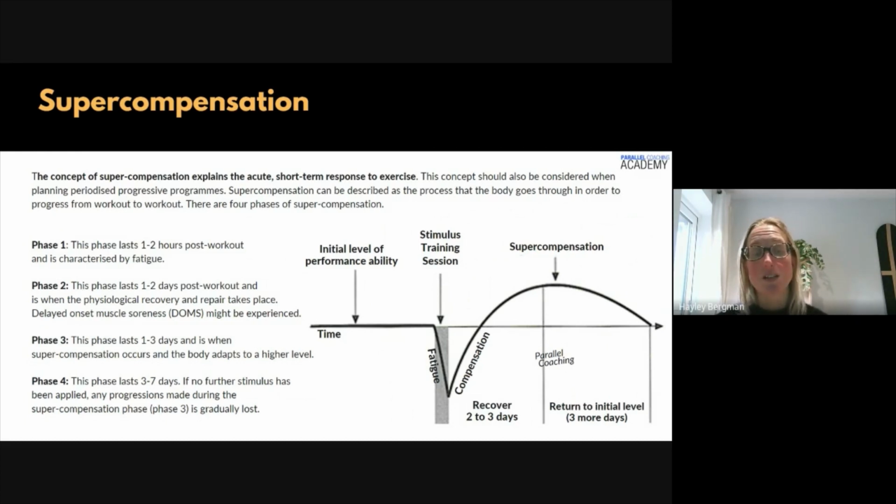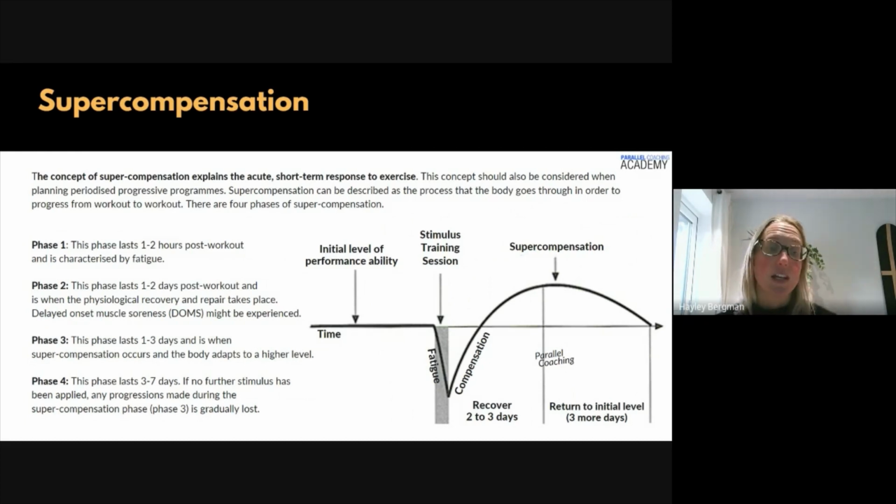This is really relevant to talk about with arthritis, so that you can understand that the amount of impact we put on a client when they're already damaged can have quite a different response than what we potentially wanted. This concept should also be considered when planning periodized progressive programs. Supercompensation can be described as the process that the body goes through in order to progress from workout to workout. There are 4 phases of supercompensation.